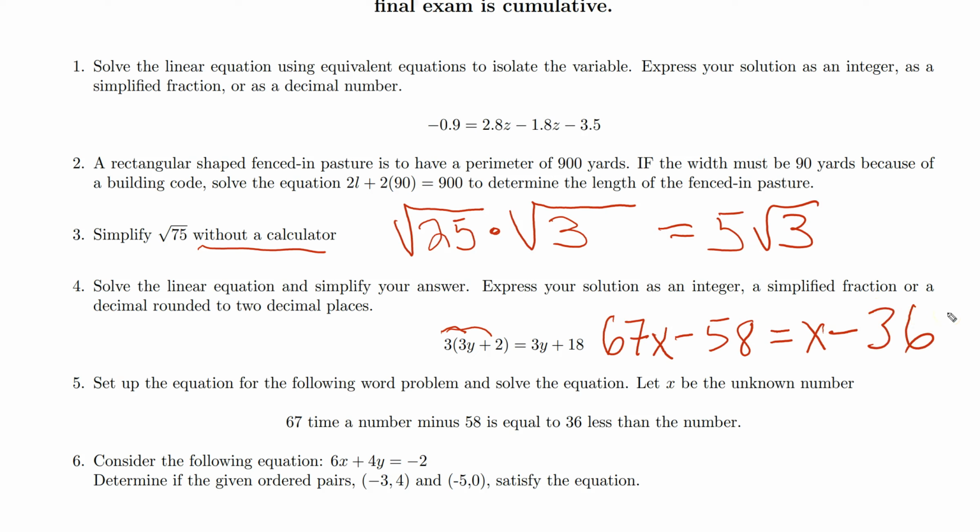Now after your initial setup, I would go back and read it again and see if in fact everything matches up. I believe that's good. And 67 times the number minus 58 is equal to 36 less than the number. So there's the number, 36 less than the number. Okay. All right, well, we'll raise it up now.